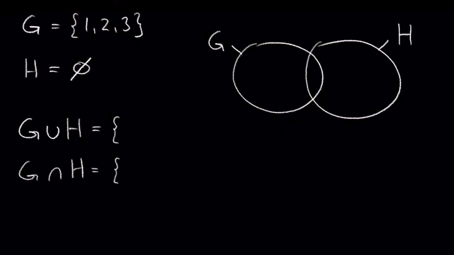Let's say set G contains the numbers 1, 2, and 3, and set H is an empty set. What is the union and intersection of these sets? Because there are no elements in the empty set, the union of these two sets is just the elements of the set G. What about the intersection? Feel free to pause the video and take your time to think about it. Be careful, the intersection of these two sets is the empty set, because these two sets have nothing in common. The Venn diagram looks like this.